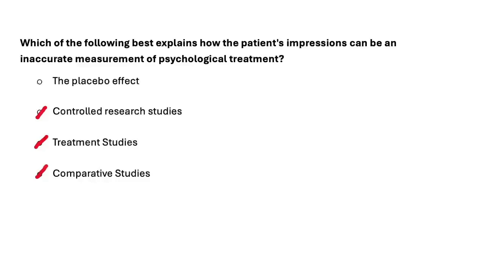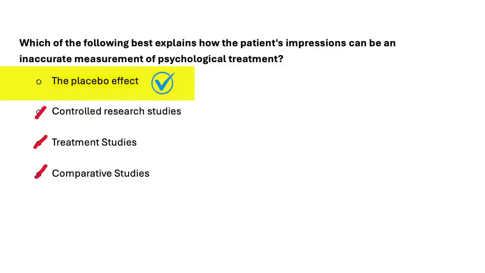We can also eliminate comparative studies. Comparative studies evaluate 2 or more treatments against each other. Again, this can be helpful for judging effectiveness, but they are about comparing methods, not about patient bias or distorted perceptions, so it would not be the best answer. That means the most accurate explanation here is the placebo effect.